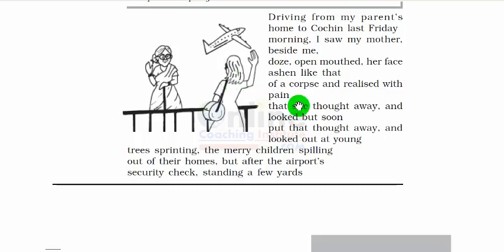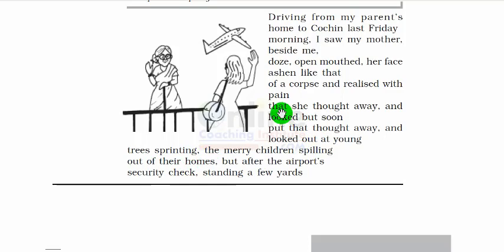All right, students, what does she say? That she thought away and looked, but soon put that thought away. Okay, so here it will be pronounced 'thought' and this will be pronounced 'thought'. So she looked but soon put that thought away, and looked out at young trees sprinting, the merry children spilling out of their homes. And now look here, what does she say?